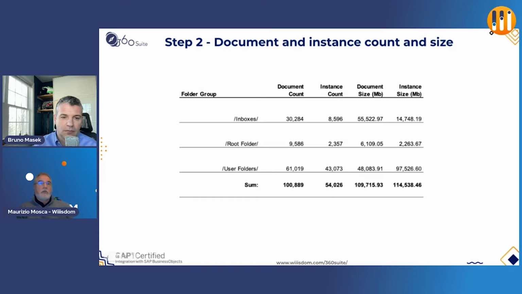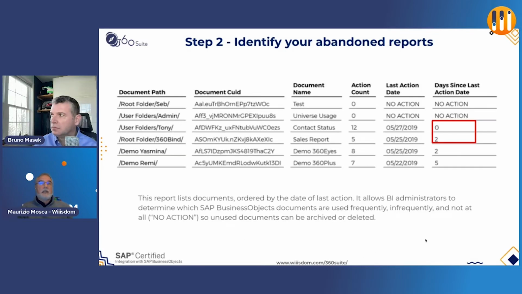That's one of the examples of the data we can provide with one of our out-of-the-box reports, where you can see usage in terms of count of documents, count of instances, and their size. You can see it broken down by the main categories: anything in the root folder, public folders, user folders, inboxes. That gives you a starting point for your analysis, because you can start flagging things that might be not as expected.